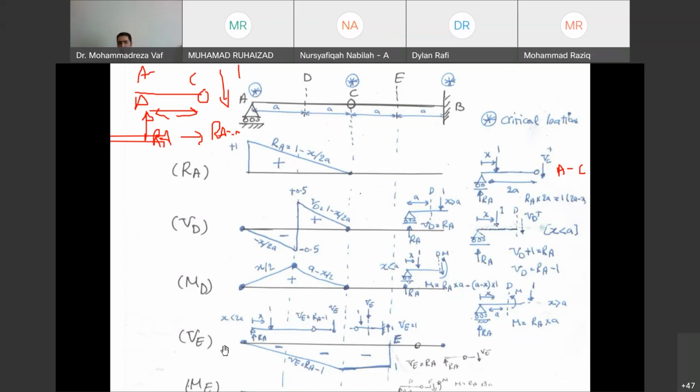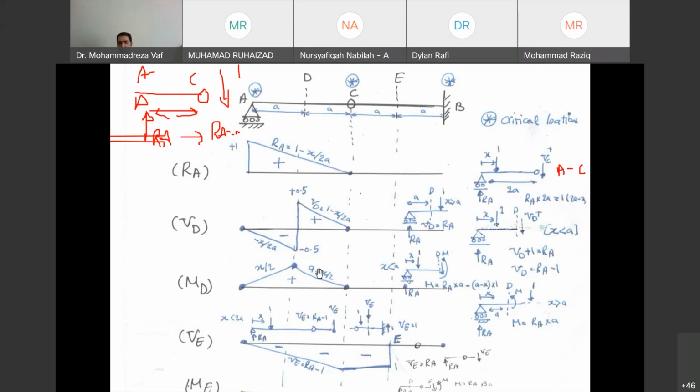So here, RA is 1. 1 minus 1, it becomes 0. At point D, RA is 0.5, so 0.5 minus 1, negative 0.5. At point C, RA is 0, so 0 minus 1 becomes negative 1. At point E, RA is 0, again negative 1. And then when the load passes point E, again we can see that we don't have this load. So you can write down sigma of y equals 0. VE equals RA. Since RA is 0, VE also is 0. That's why we don't have anything here.